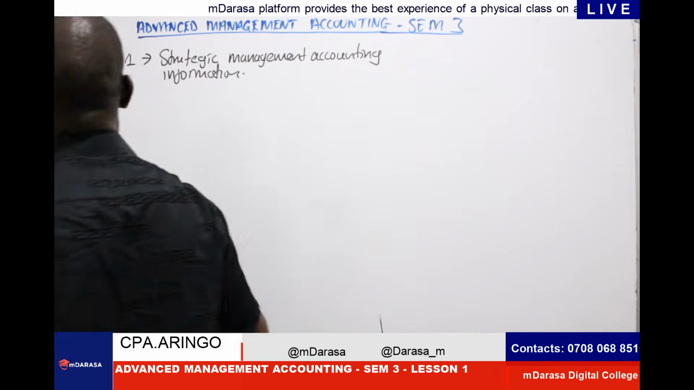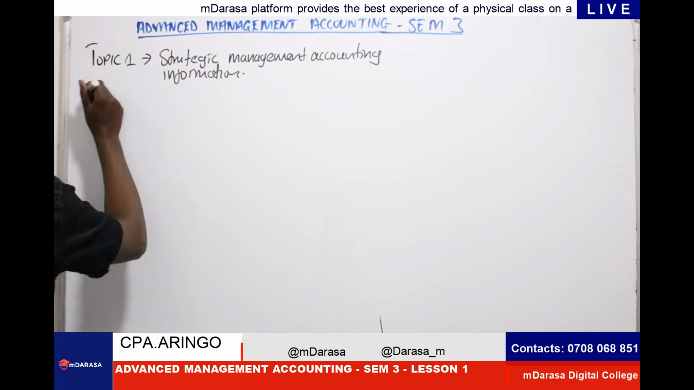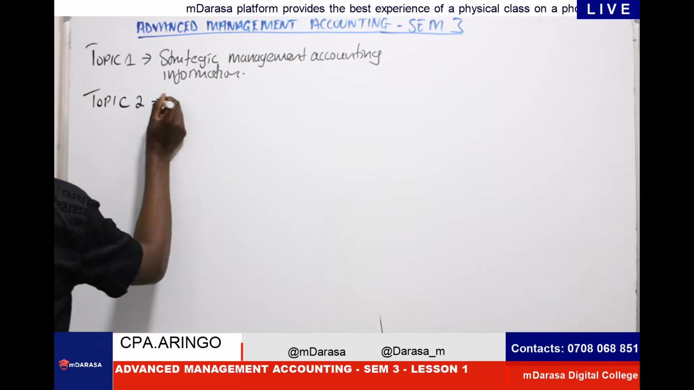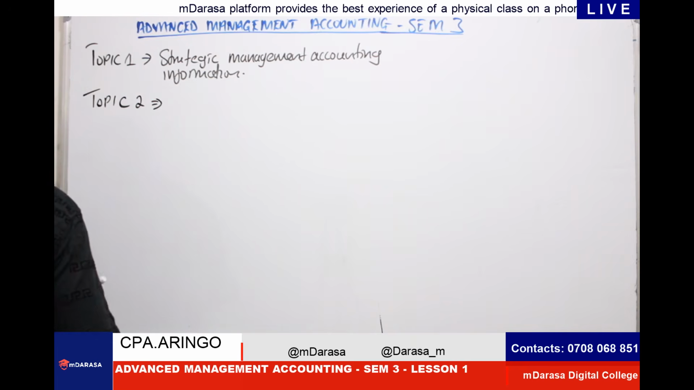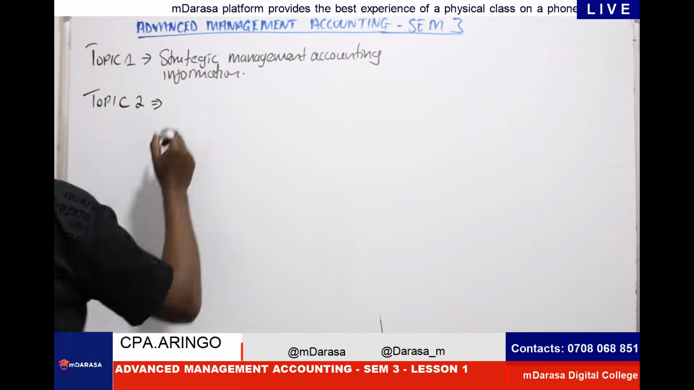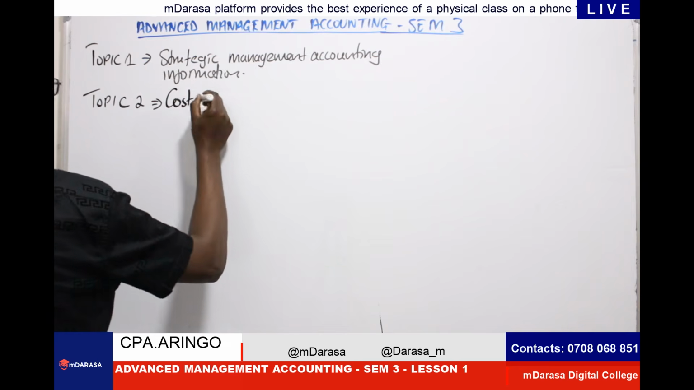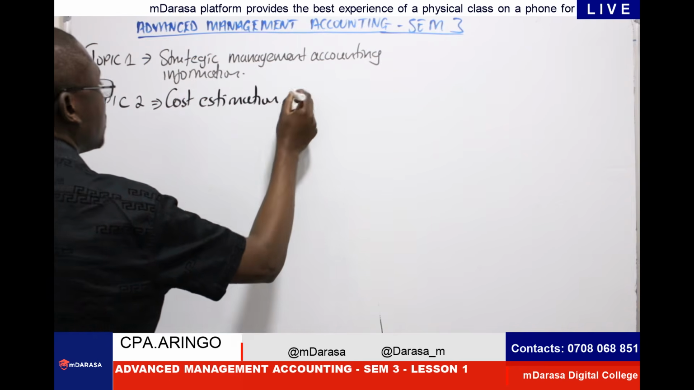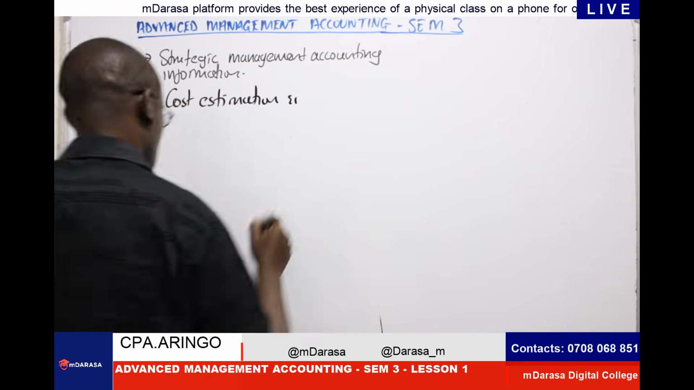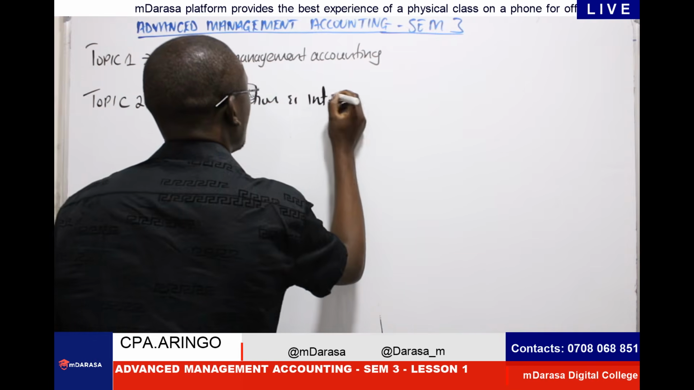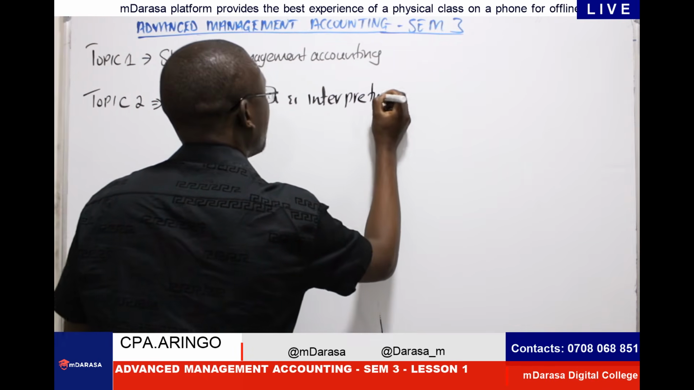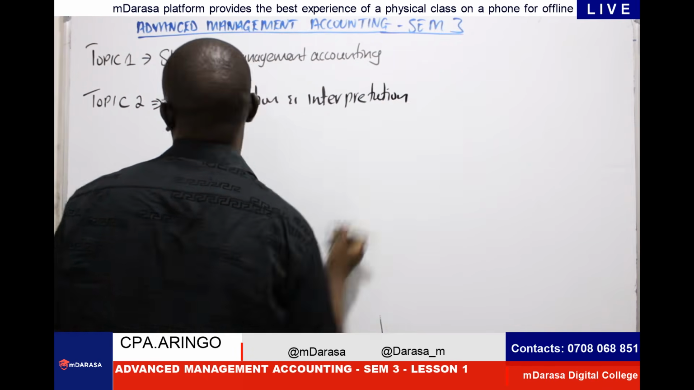Topic number 2, probably it relates with what we did back then in our basic level of management accounting. But ideally topic number 2 is what we're referring to as cost estimation and interpretation. So this is also another element that we will be expected to understand.